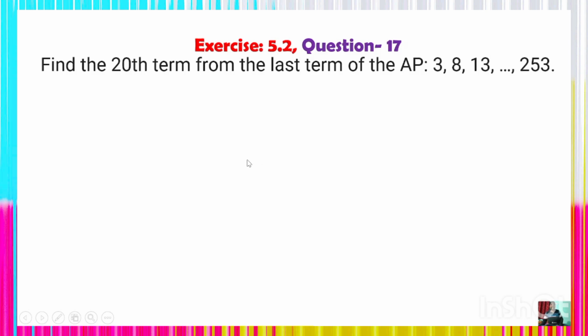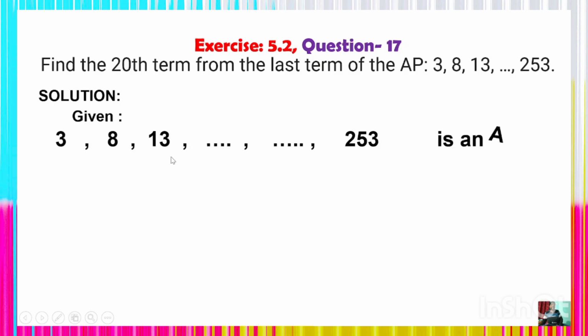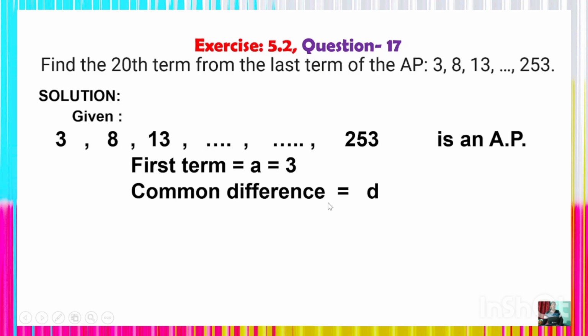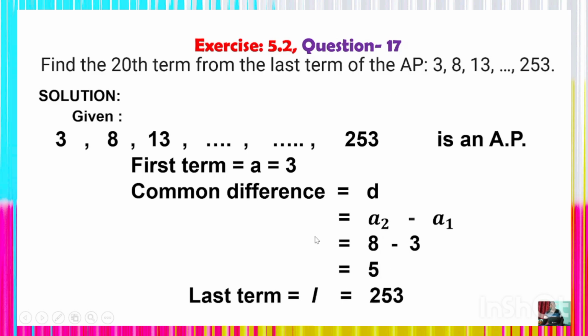This is a given finite AP. We have to find out the 20th term from the ending. This is a very important question for you students. A simple formula you can use and do it. Look here, 3, 8, 13, up to 253 is an arithmetic progression, in which the first term A is equal to 3 and the common difference D is equal to what? A2 minus A1, which is 8 minus 3, which is 5, right? The last term is given, L is equal to 253.